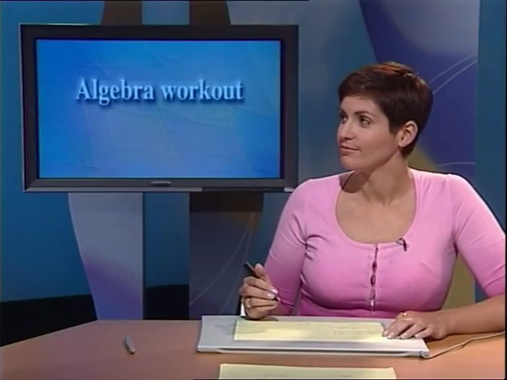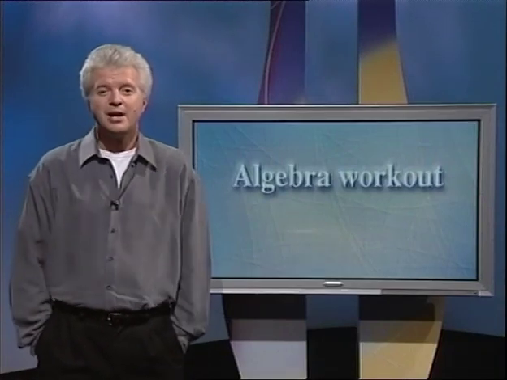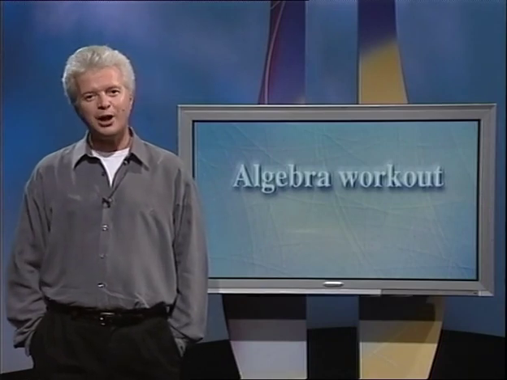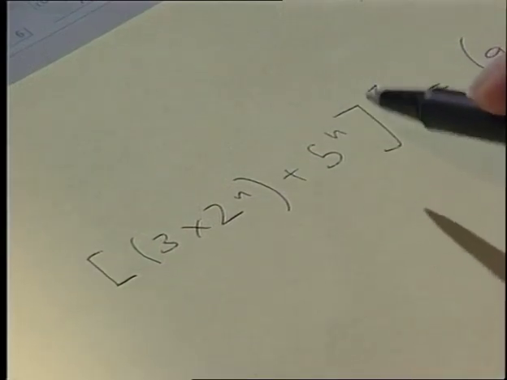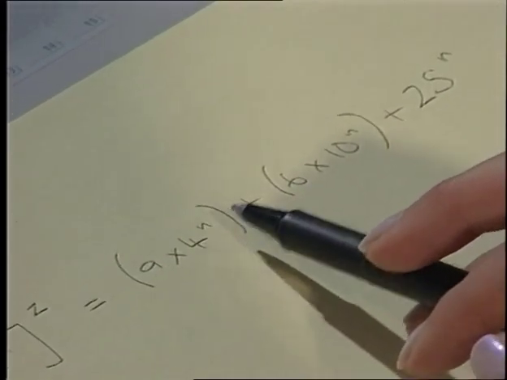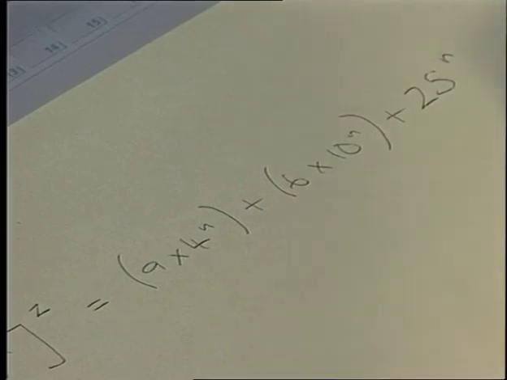OK, let's look at just one more problem before we finish. It involves expanding brackets, of course, but it also involves some extra algebraic tricks. The equation is 3 times 2 to the n plus 5 to the n all squared is equal to 9 times 4 to the n plus 6 times 10 to the n plus 25 to the n.